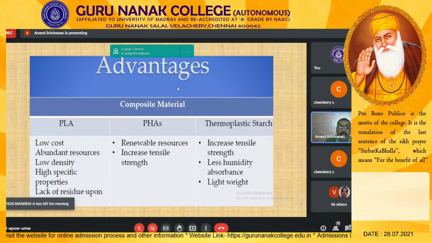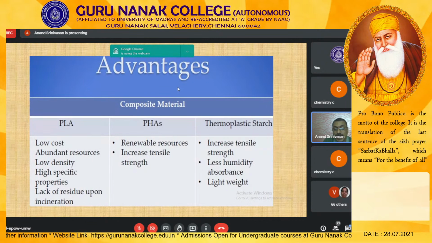And the polyhydroxyalkanoates, again, renewable resources, with increase in tensile strength, which is used for some mechanical engineering applications. Then thermoplastic starch: increase in tensile strength, less humidity absorbance, and lightweight. So these are the properties which can be exploited for industrial engineering applications.